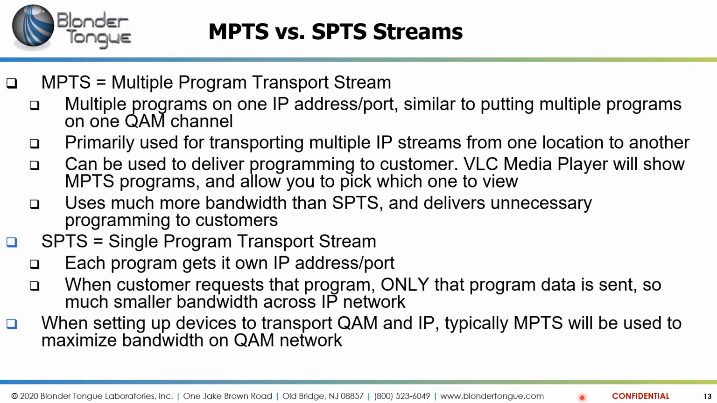It's not the most efficient way to send signal out to our customers. So typically in a system, we don't want to run MPTS, multiple program transport streams, across to our customers. We want to run SPTS, single program transport streams. Each program gets assigned an IP address and a port. And so now if I'm tuning into Discovery Channel, I'm only receiving Discovery Channel. I'm not receiving the History Channel and whatever the other channels are. Only that program's data is sent, so it provides much smaller bandwidth across my IP network.